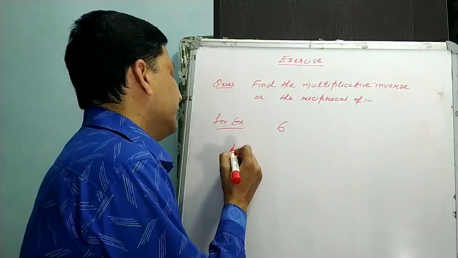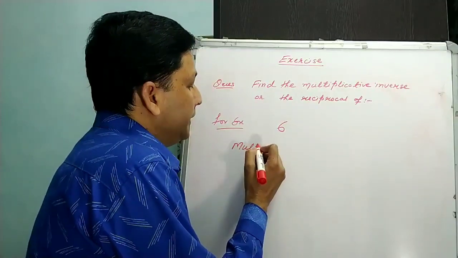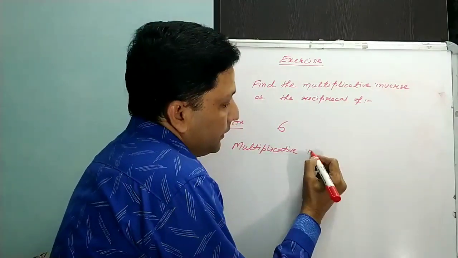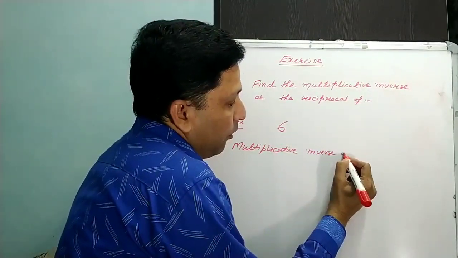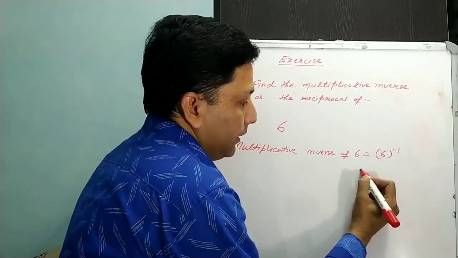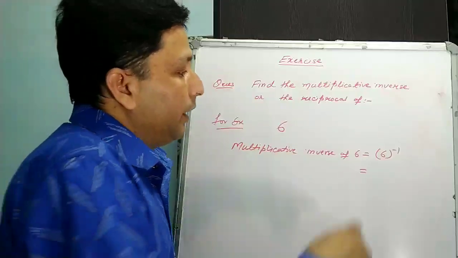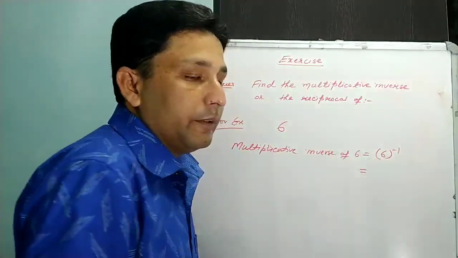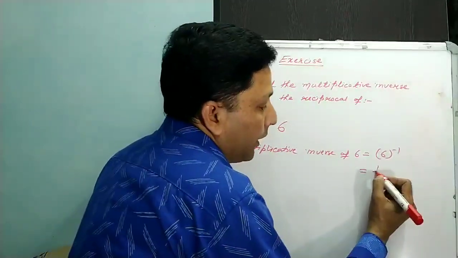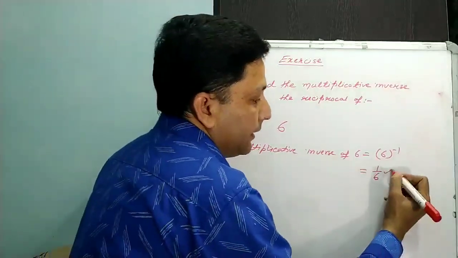In the further step we will write, multiplicative inverse of 6 is equal to 6 raised to the power minus 1. And here you know very well that there is a denominator present which is 1, and after reciprocal here we will get 1 upon 6, that is the answer.